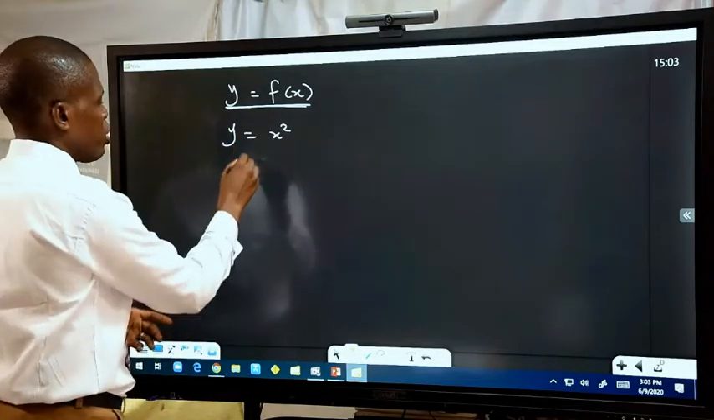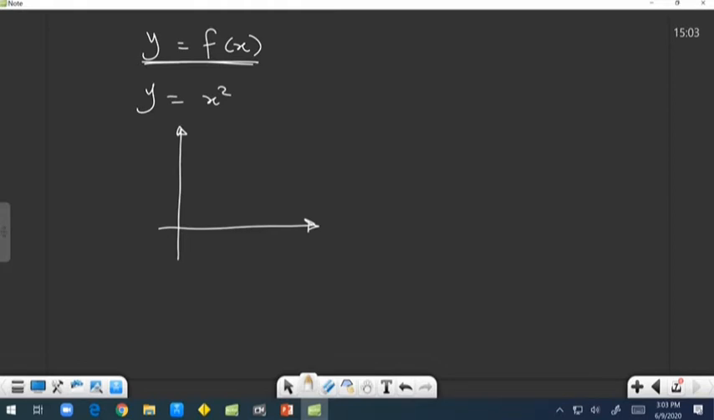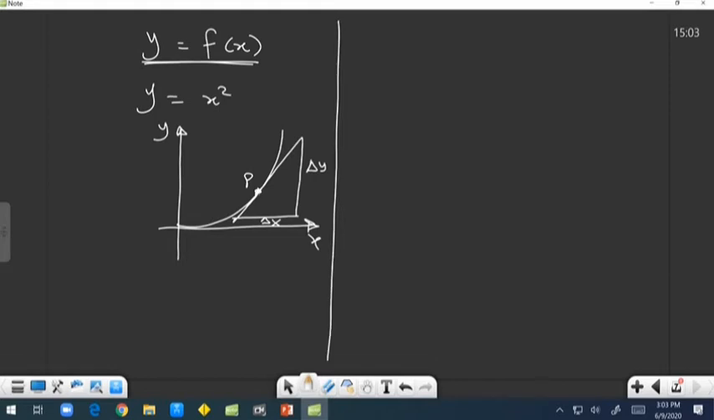So if we sketch the curve of y equal to x squared, most likely we have something of this nature, a curve. And this is your y-axis and this is your x-axis. We can pick a point, P. At this point, we find the gradient of the curve by drawing the tangent to the curve at point P. We have delta y and delta x as usual. So the gradient at point P is equal to delta y over delta x. And that is the values obtained, y2 minus y1 over x2 minus x1.